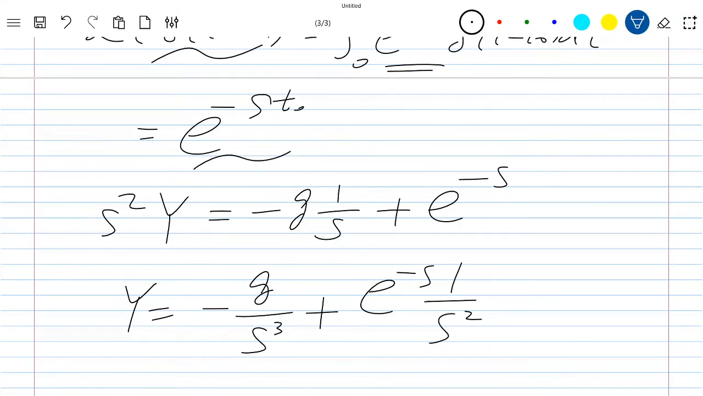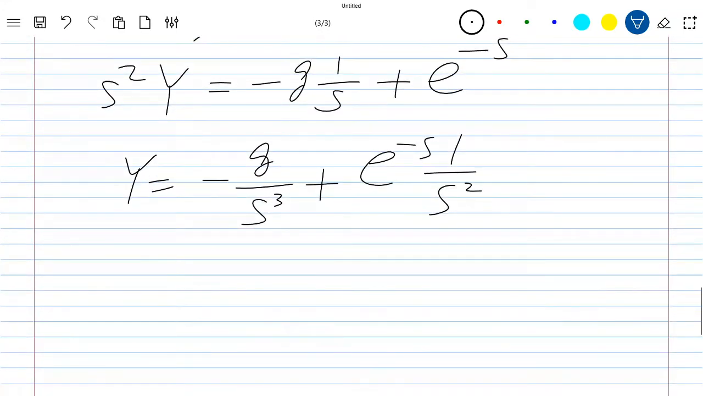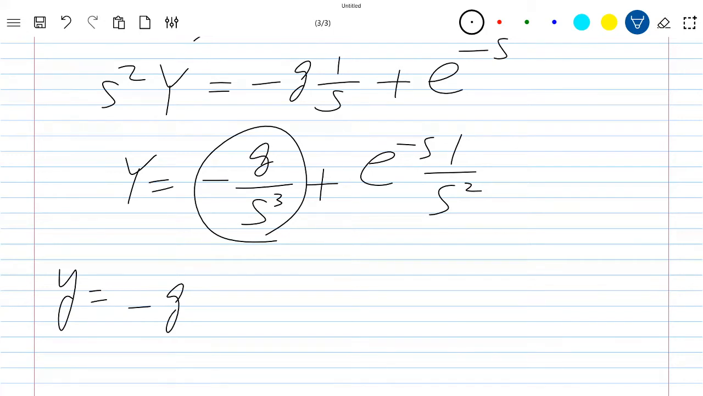All right. So what is your solution? This part is negative g times 1/2 t squared. If you remember, this will give you 2 over s cubed. Right? So you will get that. And this, well, here's the good thing. Although you have a delta function in your equation, your solution does not involve a delta function.